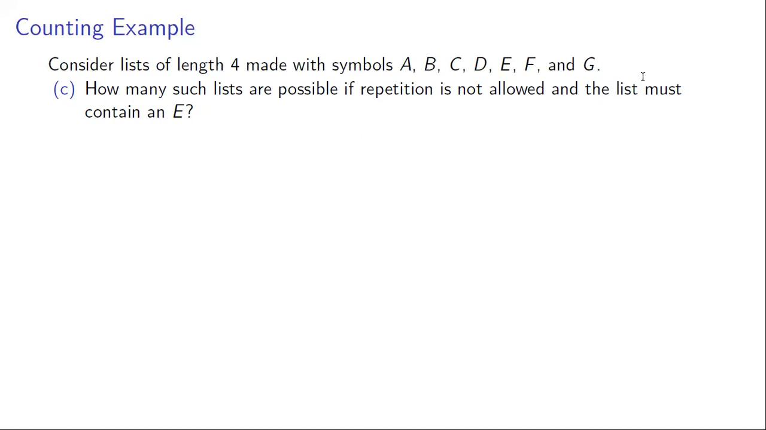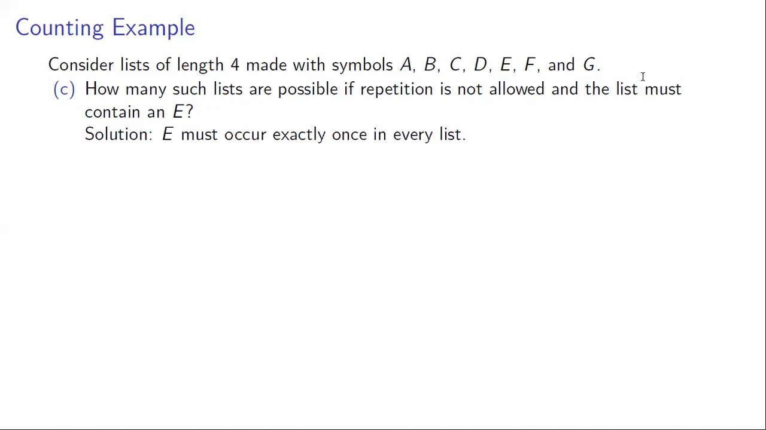Because the problem is we don't know where that E is. If we knew that the E has to be at the beginning, let's say, then it would not be any more difficult than the earlier problems. But we don't know where the E is. It has to be somewhere in the list. So here's how we do this.